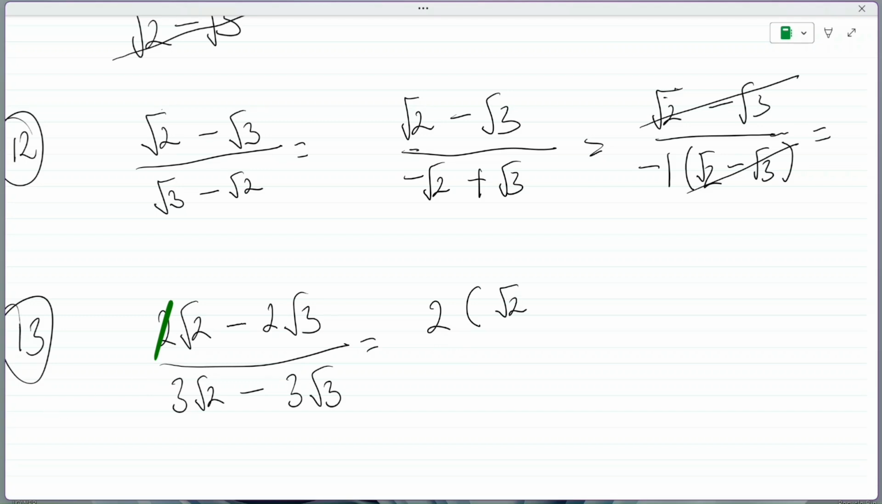You'll be left with root 2 minus this same 2 in 2 root 3. Let's just write it out. 2 root 3 divided by 2. The 2 will cancel the 2, leaving root 3 behind. We'll have your root 3 here in brackets.